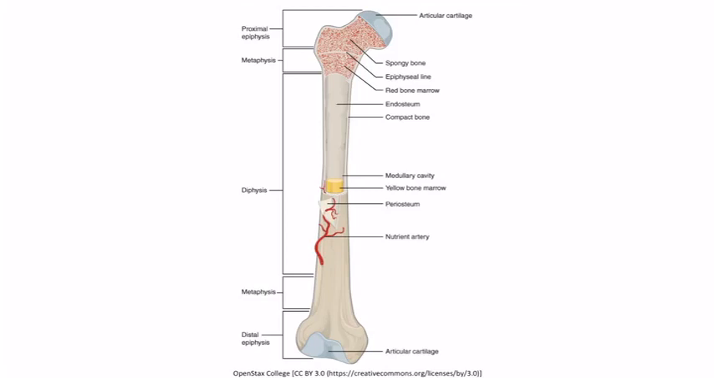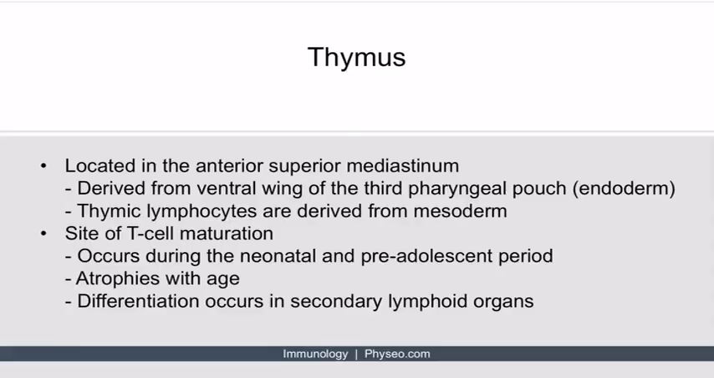Here's an image of bone anatomy. We can see the yellow bone marrow right here and the red bone marrow right here. The next primary lymphoid organ is the thymus. It's located in the anterior superior mediastinum and is derived from the ventral wing of the third pharyngeal pouch, which is endoderm. However, the thymic lymphocytes themselves are derived from mesoderm.